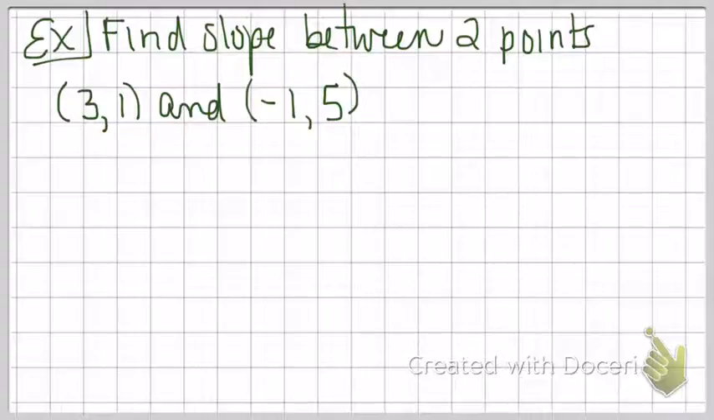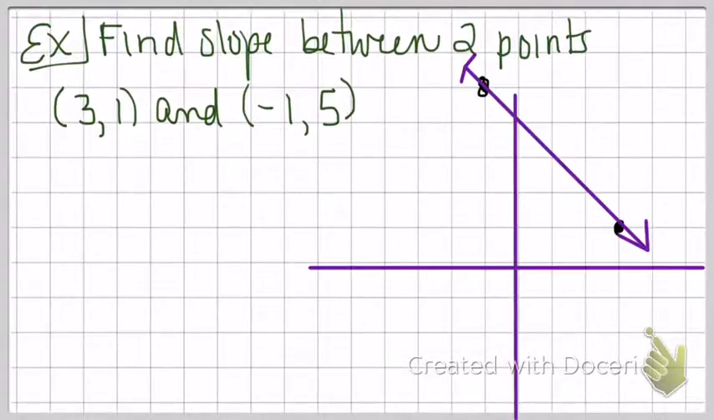Alright, sometimes they'll have you find the slope between 2 points on a given line. So here we have an example: (3, 1) and (-1, 5). Now granted, you can go ahead and graph these and then do what we did in the previous example. So let's first see how that looks. Okay, so now if you were to look at that graph and we did what we did in the last example, we would count up.